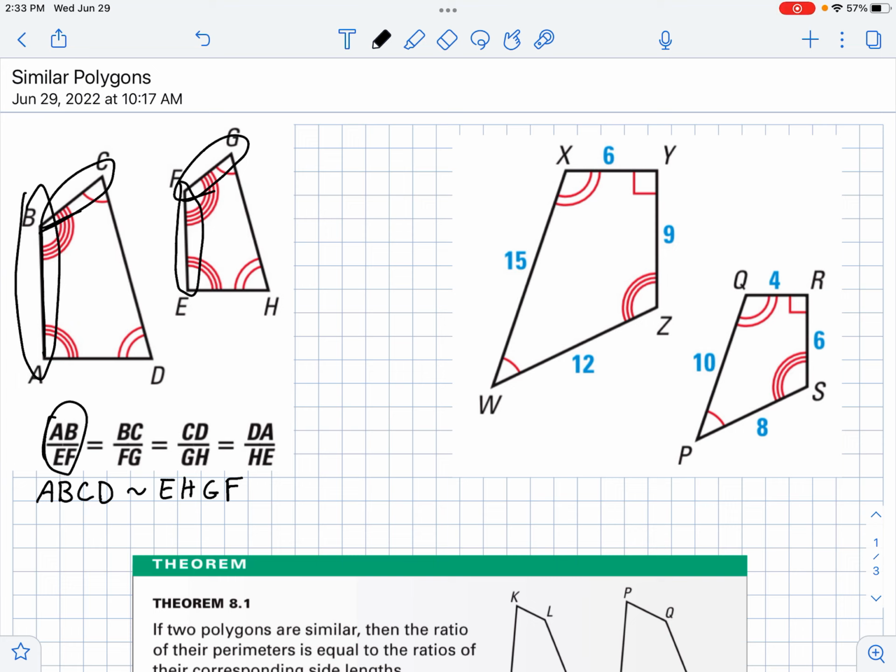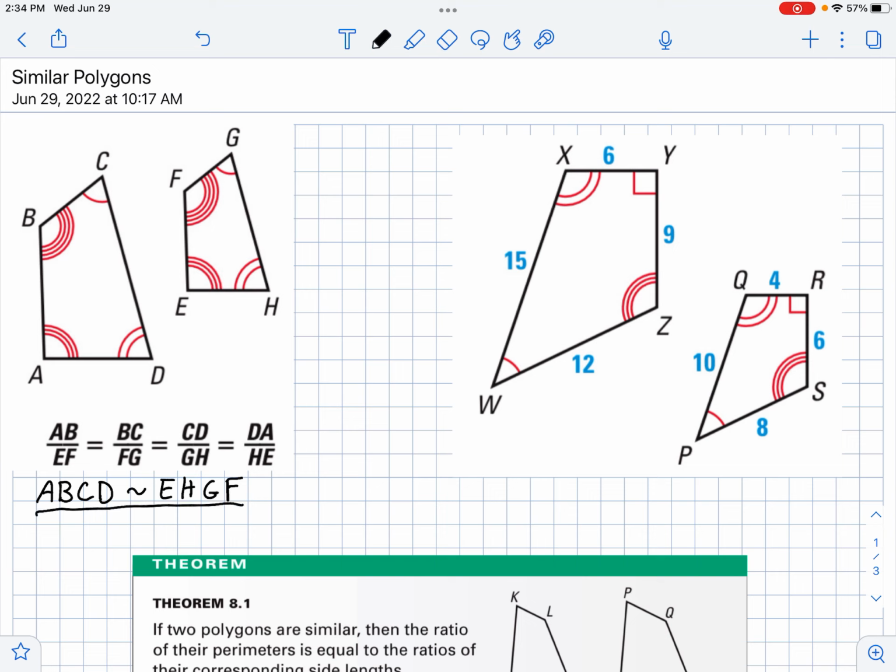Now if that happens for every corresponding pair, and all the corresponding angles are congruent, an angle is congruent to its corresponding angle, then you have a similar polygon. Then you say these two polygons are similar, and we would write it this way, using this little symbol right there. Okay, that's how we say similar.